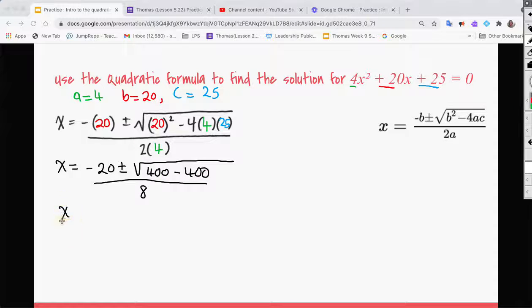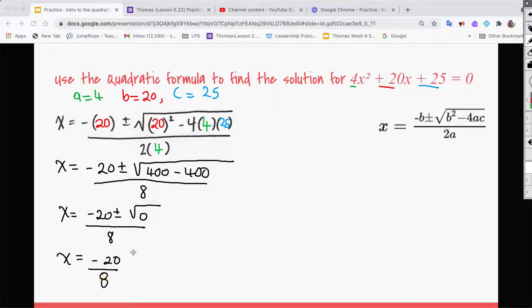We simplify that. x is equal to negative 20 plus or minus, what's 400 minus 400? That is 0, all over 8. Now, for this particular solution, the square root of the radical is equal to 0, so we can simplify that because 0 is the same as 0. So we can keep this as x is equal to negative 20 over 8.